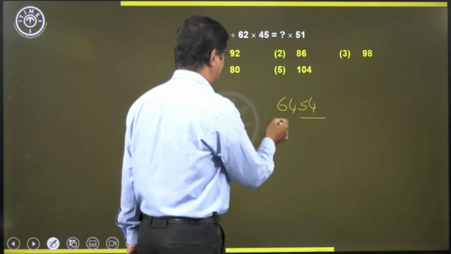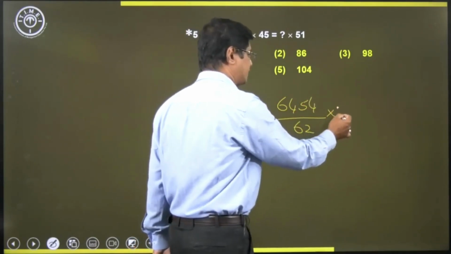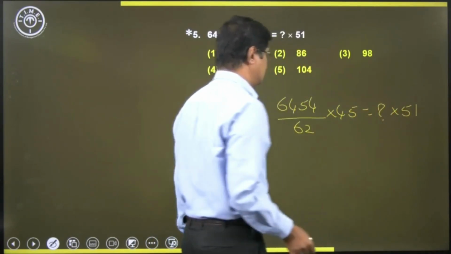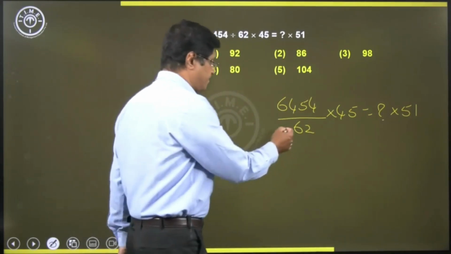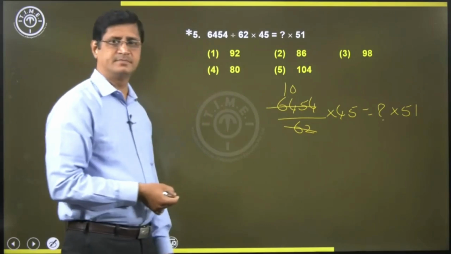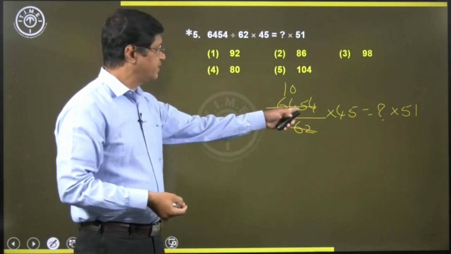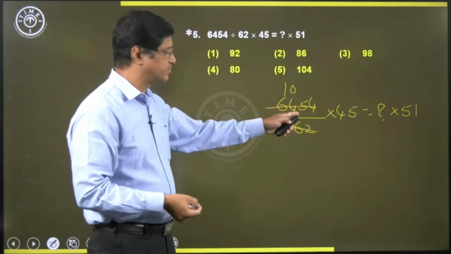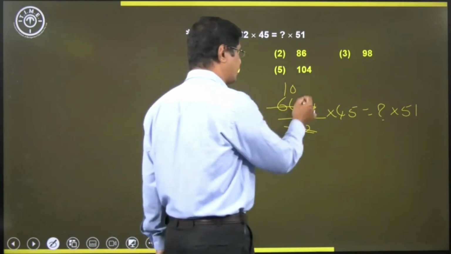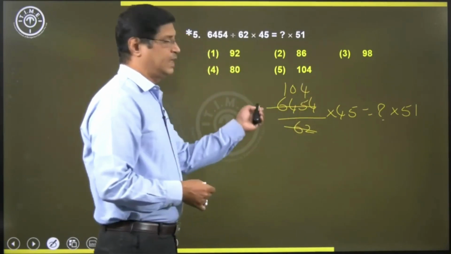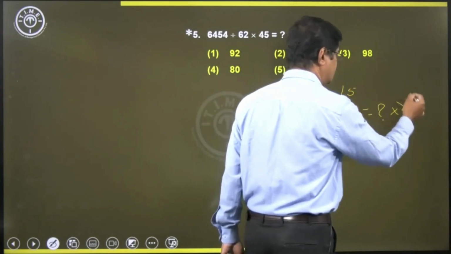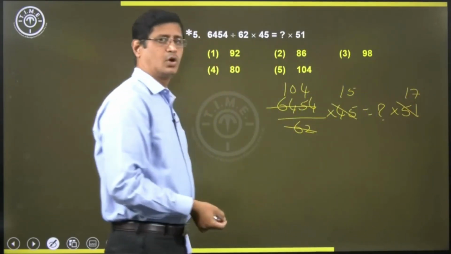6454 divided by 62 into 45 equal to question mark into 51. Dear students, simplify this. 62, how many times here? 10 times 620. What is extra here? 620 subtracted from 645 is 25. 254 means 4 times. Now on solving this, 3 here it goes 15 times. 3 here 17 times. On solving.